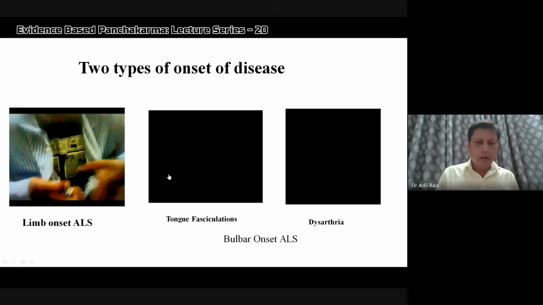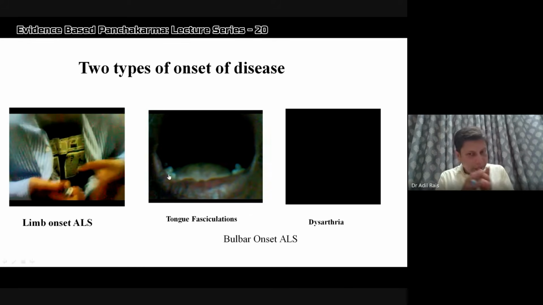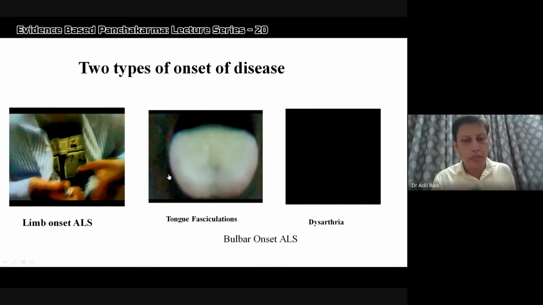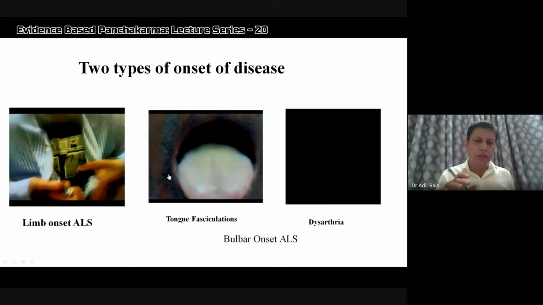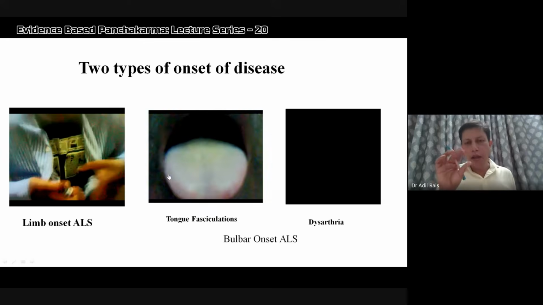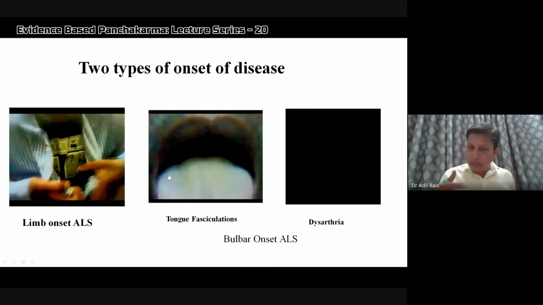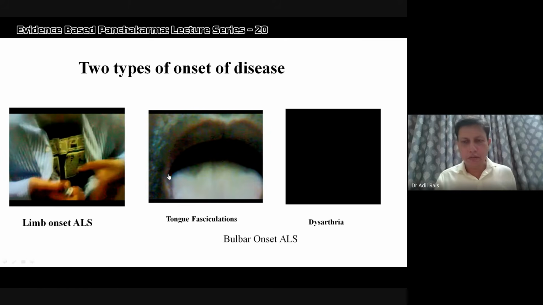Now these are the tongue fasciculations. They are found in the second type of onset, which is the bulbar onset. Now you can see the wriggling or twitching, the involuntary movements present in the tongue. So this is a feature of bulbar onset of ALS.